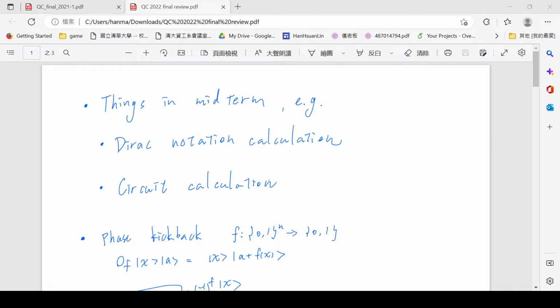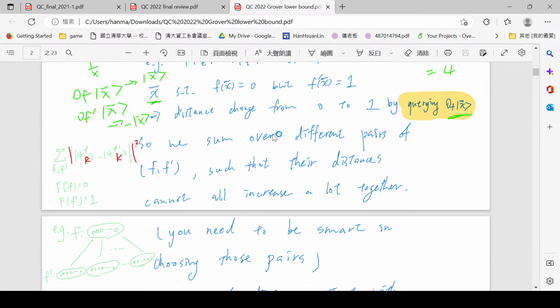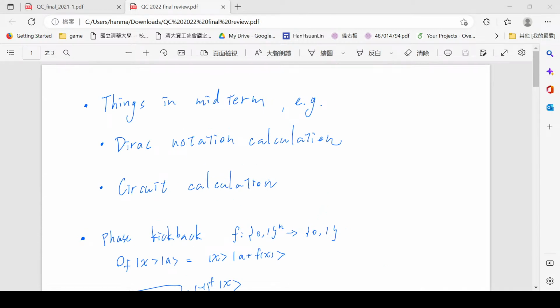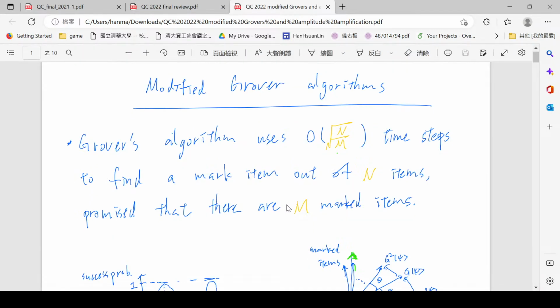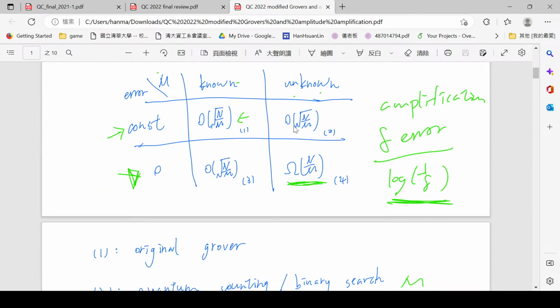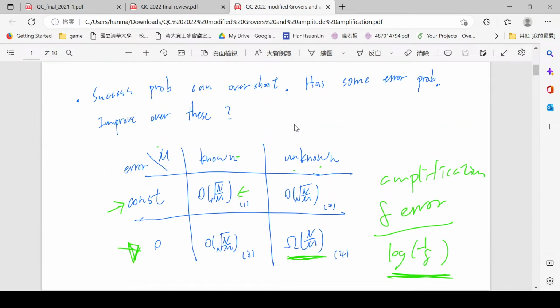Wait, where is it? This one doesn't look right. Wait, why didn't I have the amplitude amplification? Anyway, this time we go through probably this one. Yeah, this time we go through a few more.